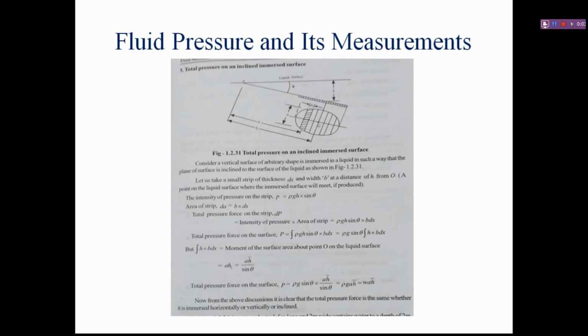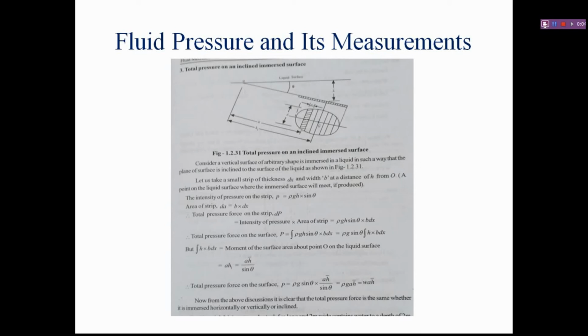So the total pressure on the surface, P, is equal to rho g sine theta into A h bar by sine theta. Sine theta above and below the division line will cancel, and now you get the result rho g A h bar. Again the same equation for vertical, horizontal and inclined positions. We get the same equation, that is rho g A h bar.